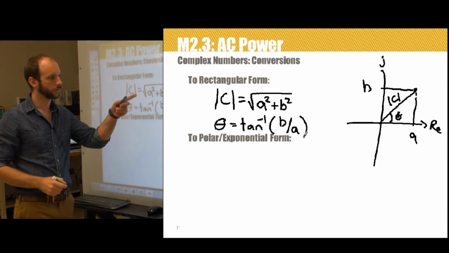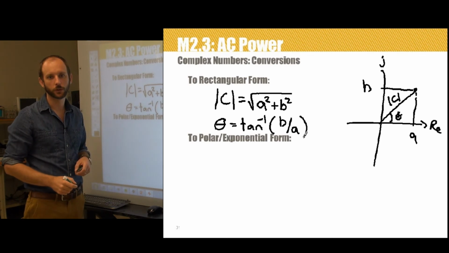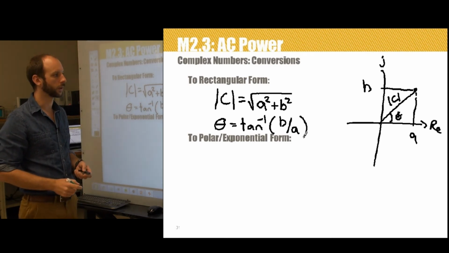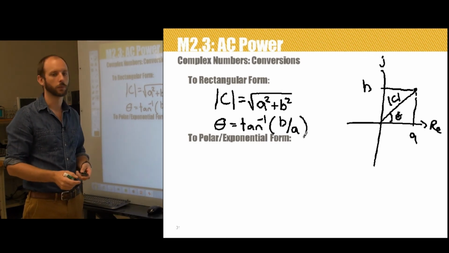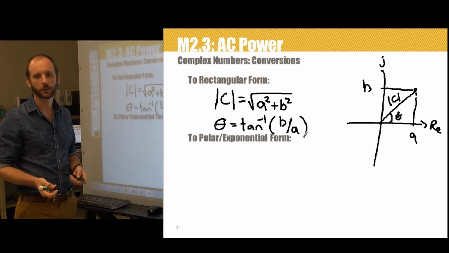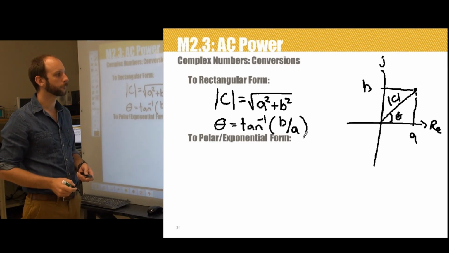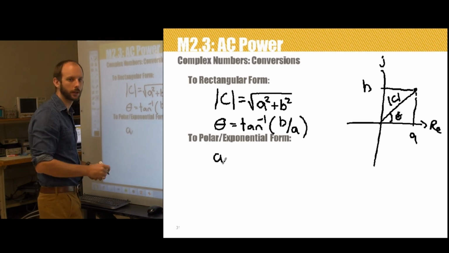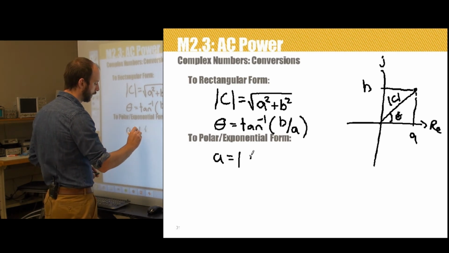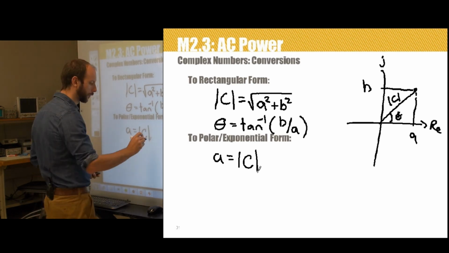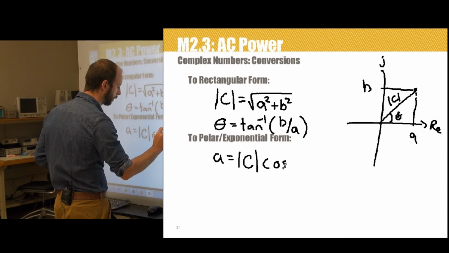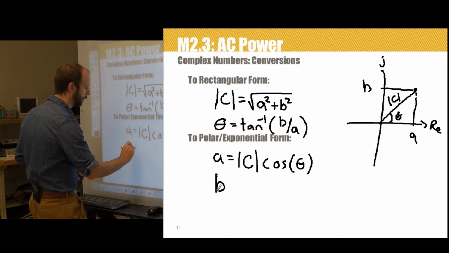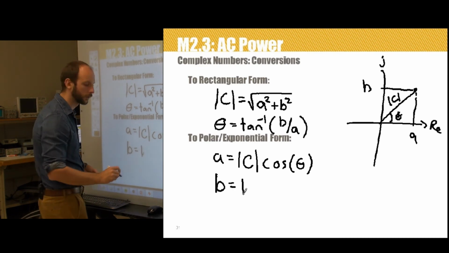We can use that right triangle also to convert either polar or exponential form to rectangular form. So if we know C and we know theta and we want to calculate A and B, we can use the Pythagorean theorem again. A equals the magnitude of C times the cosine of theta. And B equals the magnitude of C times the sine of theta.